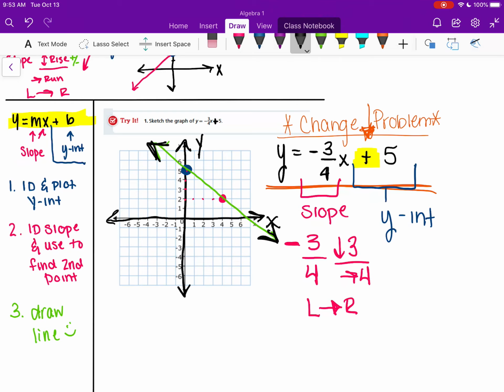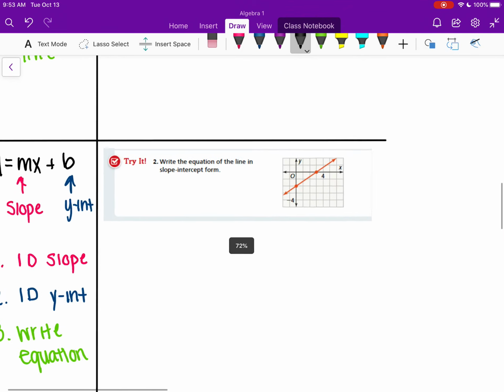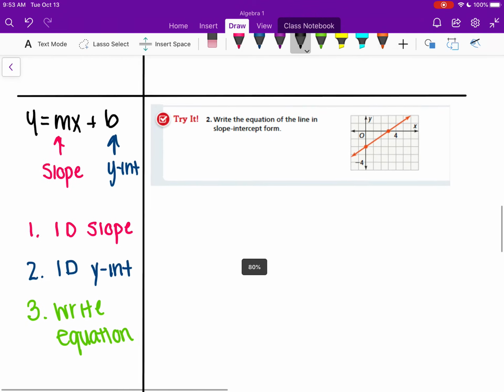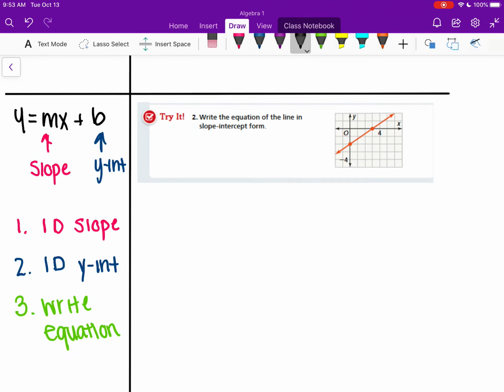Now let's go backwards, and in example 2, they give us a graph and we need to write the equation, which if you guys notice is the same 3 steps, just kind of backwards. So our first step is we want to identify that slope. They give us a graph with 2 points and we need to find the slope. So we need to look at these 2 points and count what is the rise over the run. We want to find the slope in the graph.